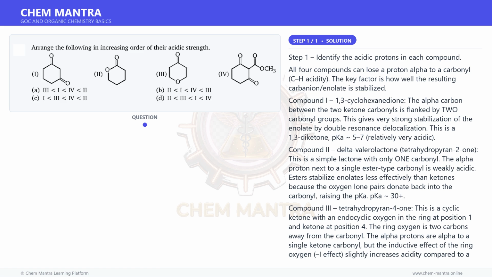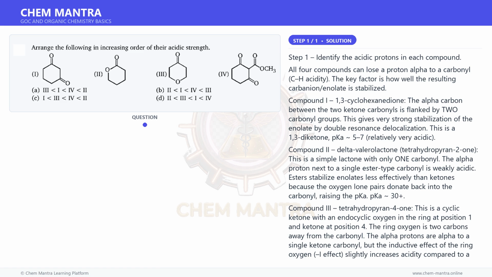Compound 4, beta-keto-ester embedded in the ring, both ketone and ester stabilizing, most acidic. Increasing order of acidic strength is 2 < 3 < I < 4. This matches option D. Why do the other options fail?